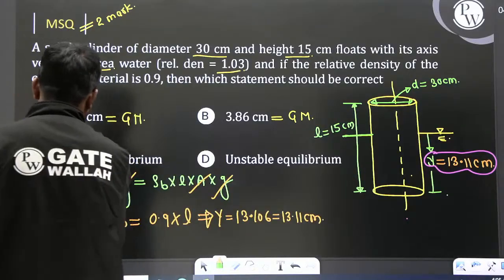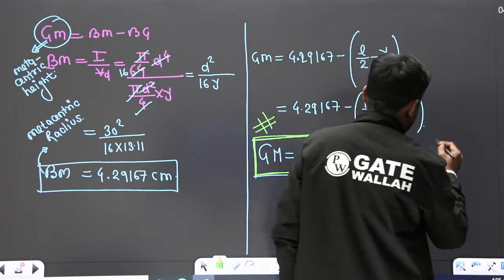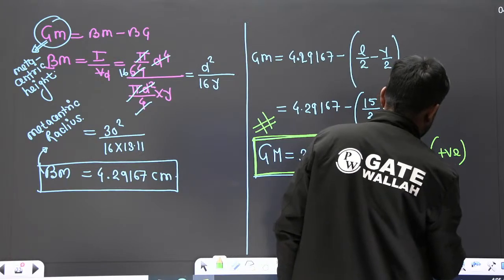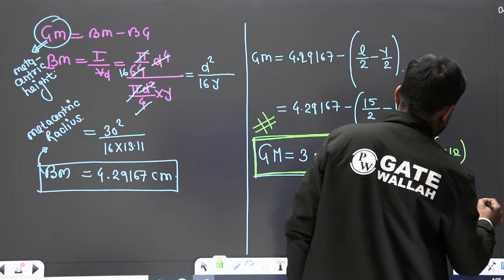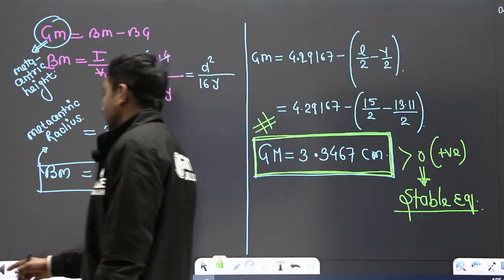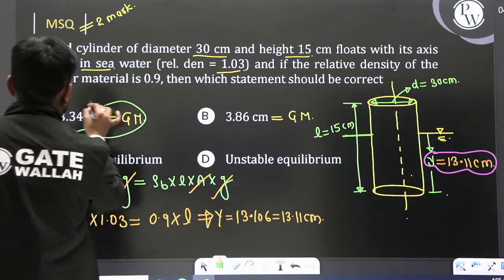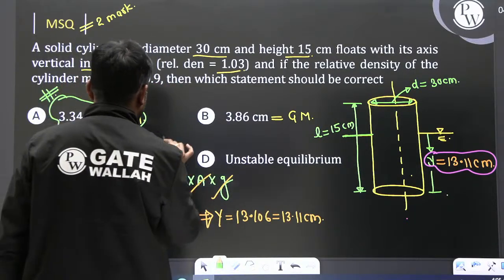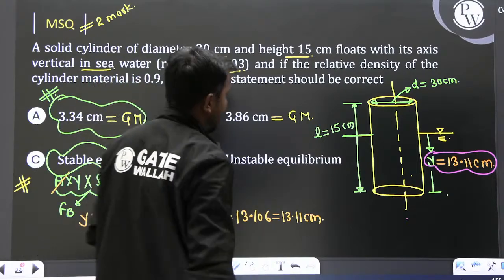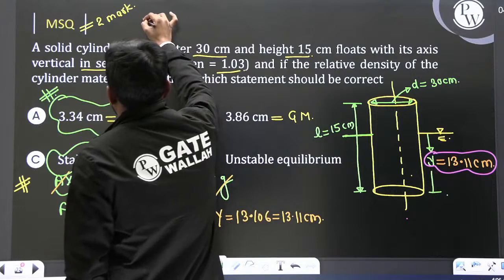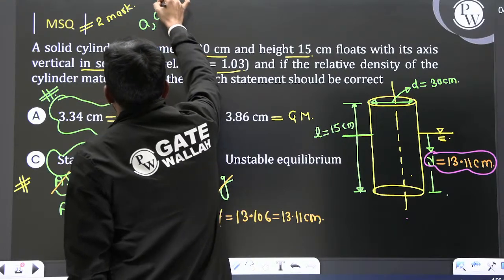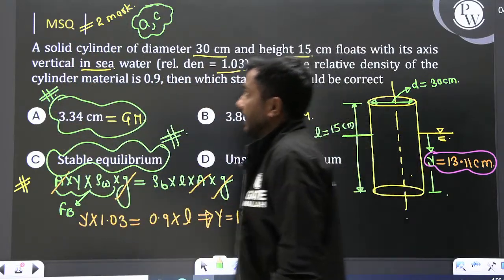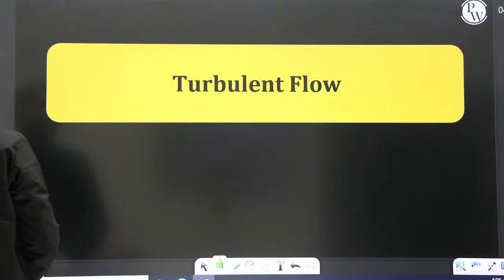And GM is positive, greater than 0. So we can say the body is in stable equilibrium. Clear? So GM is positive and the body is in stable equilibrium. So for this question, A and C will be the correct answers. Okay, so let me move on to the next.